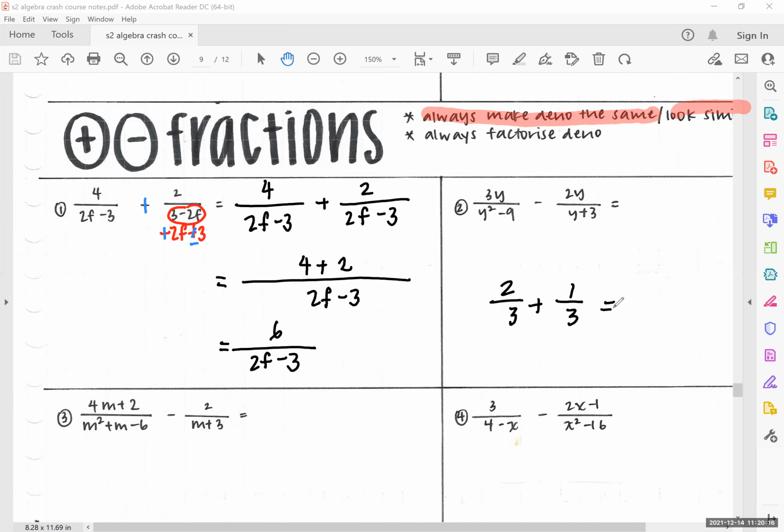Oh, wait, 3 over... okay, oh 3, yeah. Then, okay, never mind. Yeah, this is the same as primary school. No, you're thinking too hard. Okay, so right now let's move on.